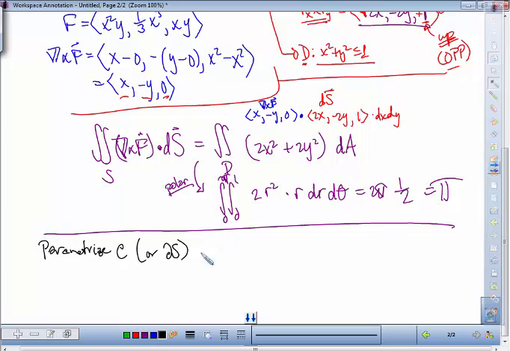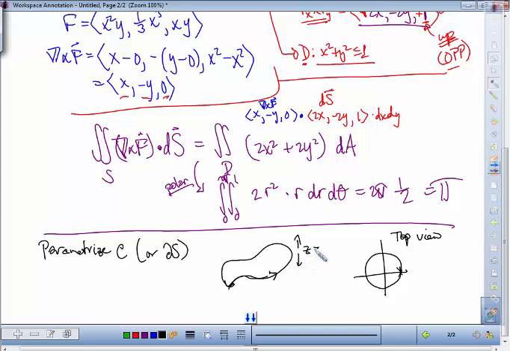So what do we know about the curve? If we look at the curve from the top, it looks like it's just a circle of radius 1. And if we look at the curve from the side, it looks like it's waving. It's going along the surface, so the z's go up and down with respect to the surface. But looking at it from the top view on the xy plane, it's just a circle of radius 1.